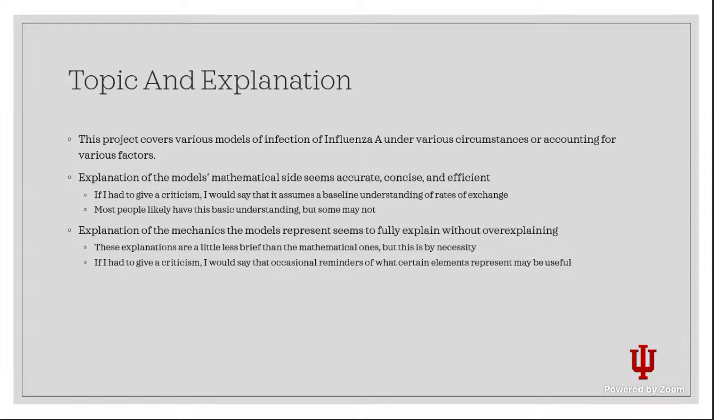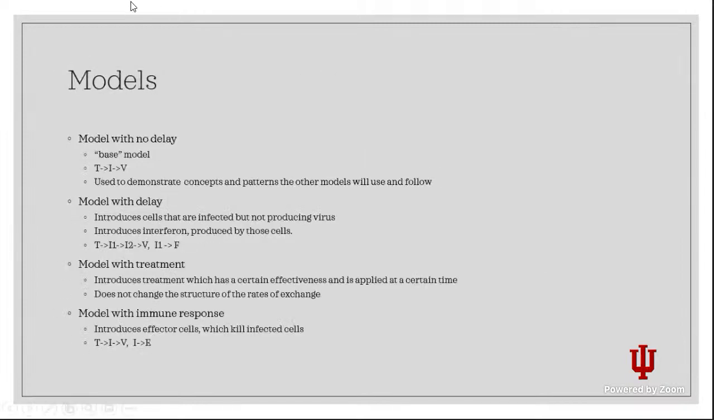So the models: there's the model with no delay, the base model that goes from T to I to B. Its main purpose in the project is just to demonstrate the concepts and patterns that the other models will go off of. The model with delay introduces the cells that are infected but not producing virus. It also introduces interferon, which is produced by those cells.